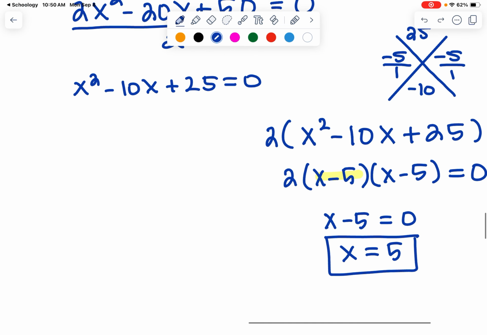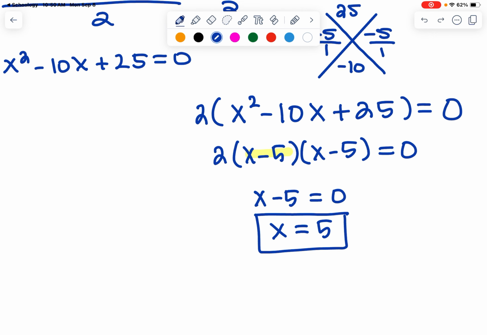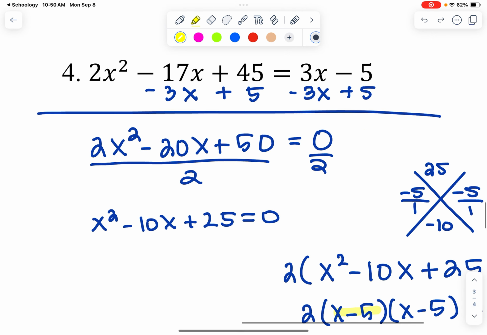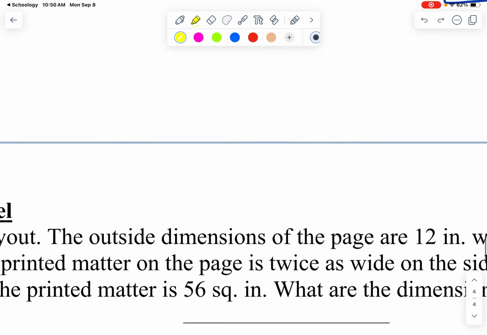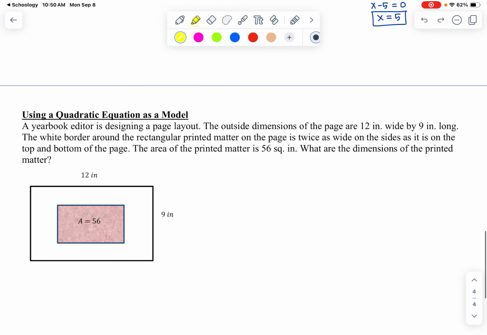One thing that I want to point out: if I said solve, either method is fine. But if I asked you to factor this, well, it wouldn't look like this, but if I asked you to factor this, this is your answer, right? Don't forget about that too if you're asked for factors. Okay. All right, the last one right here is a word problem. So let's read through that and then solve for whatever it's asking us for.